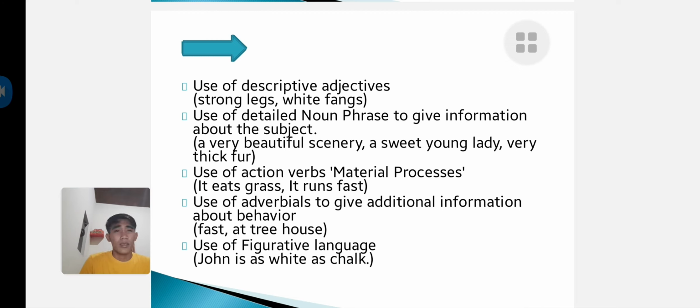For example, it is great. It can run fast, and so on. The next is use of adverbial to give additional information about behavior. For example, past, three half, and the last use of figurative language. Sometimes you can use figurative language. For example, John is as white as a clock. So that means John is very white like a clock.